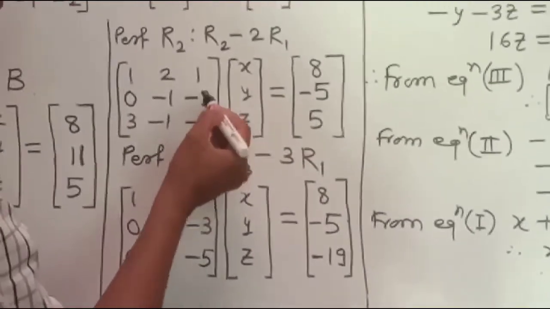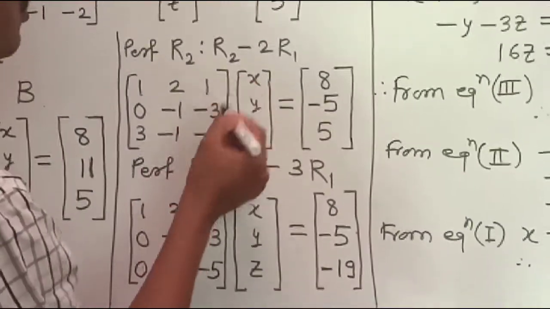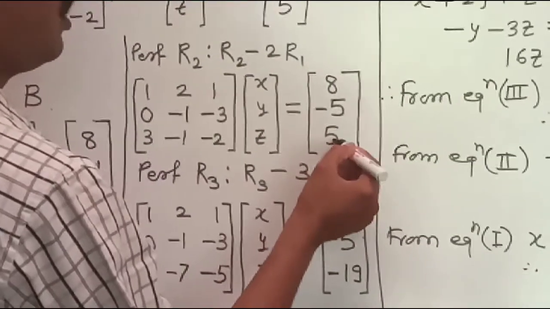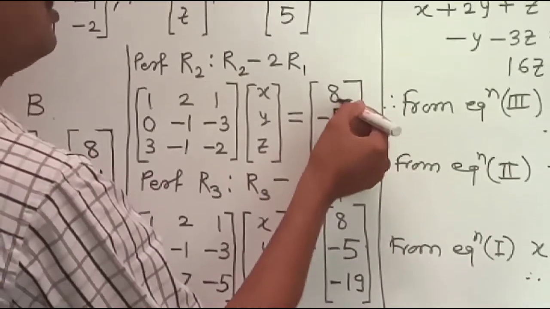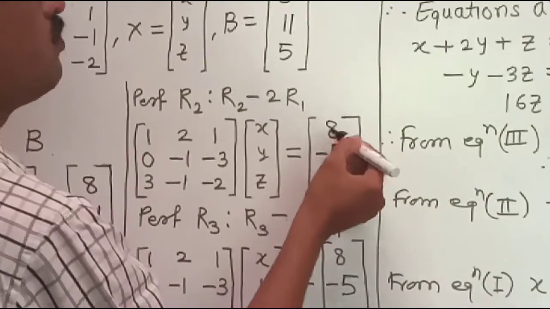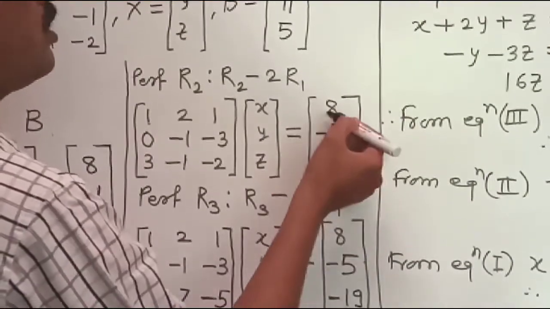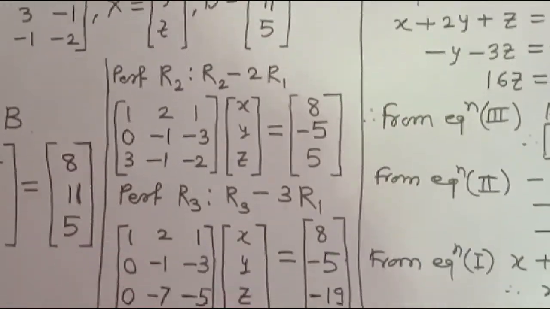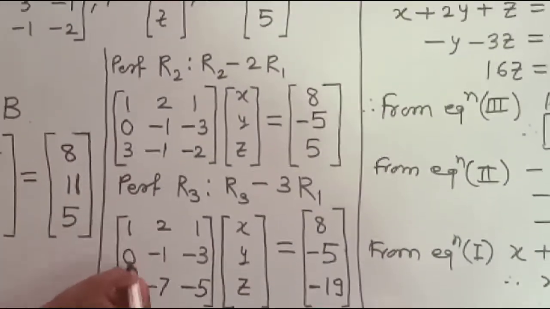And minus 2 minus 1 into 3. Minus 2 minus 3 is minus 5. In the right hand side also this element is 5. Here 8 is multiplied by 3, so it is 24. 5 minus 24 is minus 19. So we get the first column of the matrix A as 1 0 0.